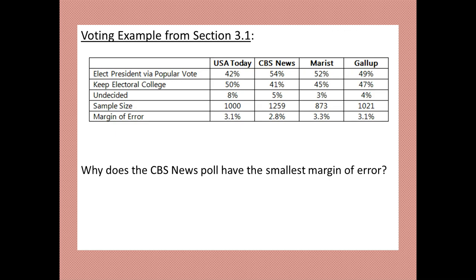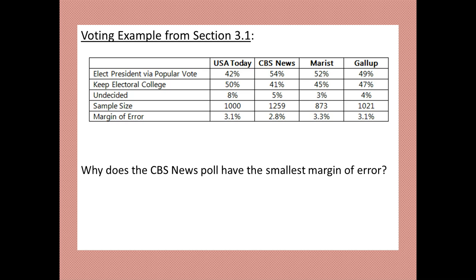Going back to the example from section 3.1 where we had the 4 polls about how to elect the president, whether that should stay the same, change, or if somebody doesn't know. What we focused on before was that the percentages in the first row change. They're not the same in every sample. But look at the margin of error on the bottom. That changes too. Why does the CBS poll have the smallest margin of error? Same reason that the Marist one has the biggest. It has to do with sample size. The larger your sample size is, the smaller your margin of error.